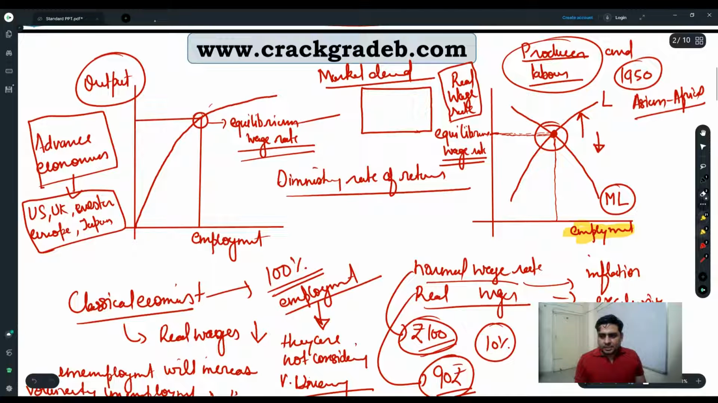So I hope this curve is clear. Why is this curve steeping here, upward sloping? So what is the takeaway from this curve?